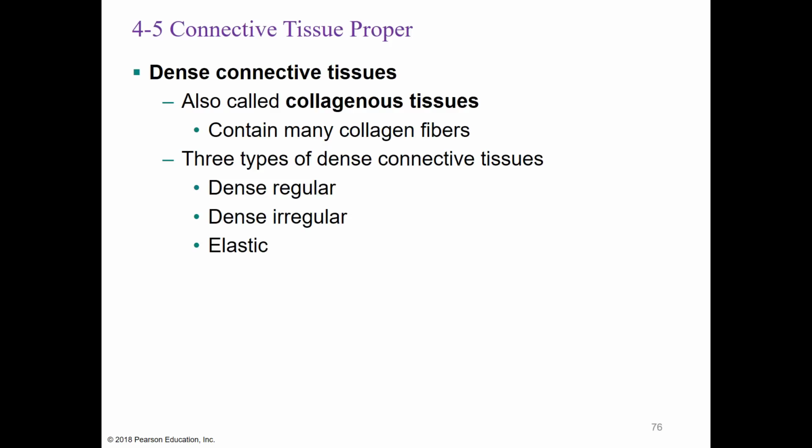So that concludes loose connective tissue proper and brings us to dense connective tissue proper. So dense connective tissue proper is going to be what it sounds like, dense. There's going to be a lot more fibers in it, which is going to make it a little tougher and a little less squishy. It can also be called collagenous tissue because it has a lot of collagen. There are three types of dense connective tissue: dense regular, dense irregular, and elastic.